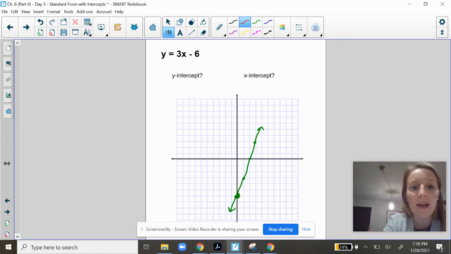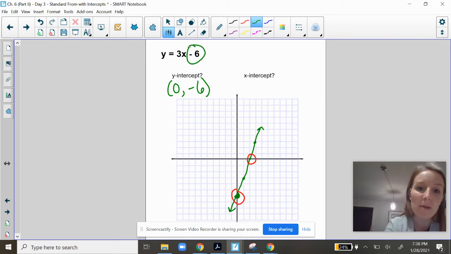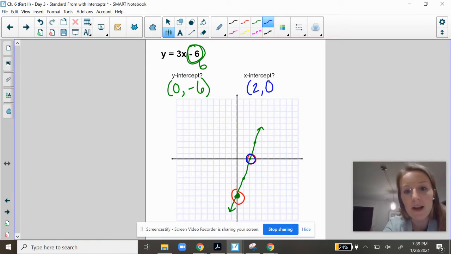So let's check our x-intercept and my y-intercept. My y-intercept, I am going nowhere side to side, right? I have not gotten my taxi, and I've gone down 6. So my y-intercept is 0, negative 6, which you should remember, again, is our nice, beautiful b value in slope-intercept form. My x-intercept here, again, is where the line crosses the x-axis. And you'll see I've taxied 2 spaces, and I've gone up 0.